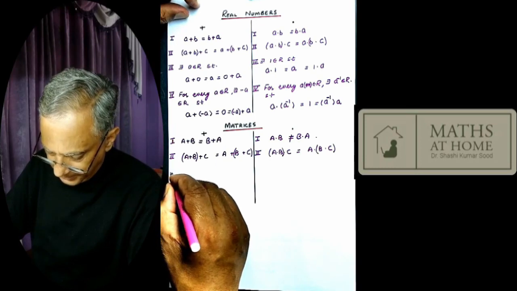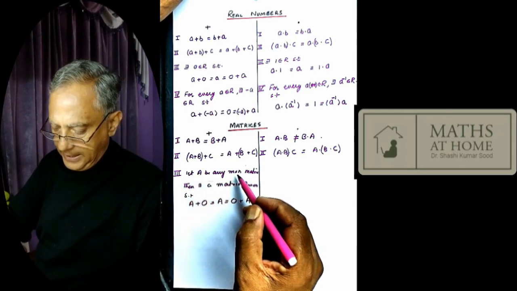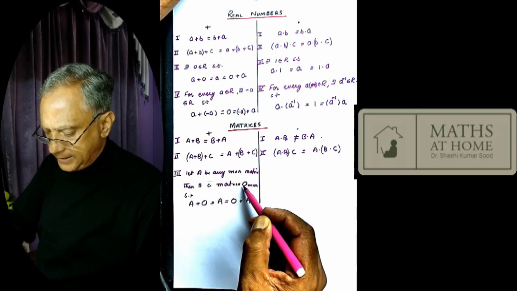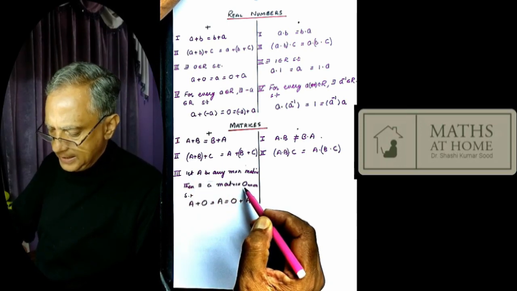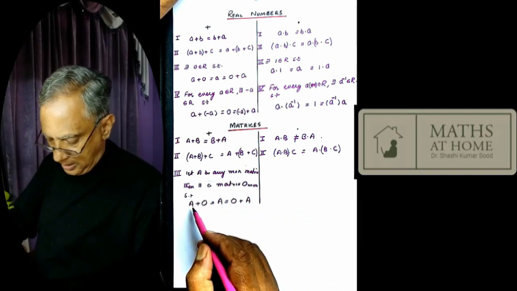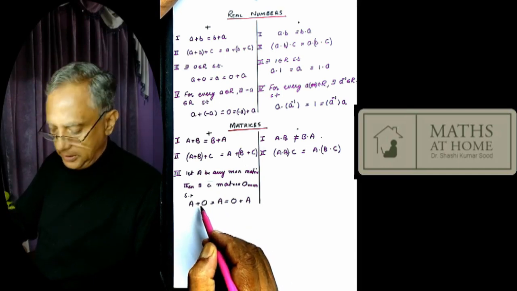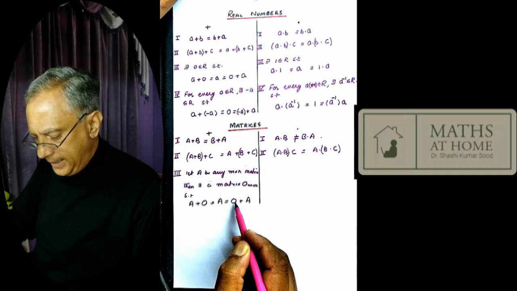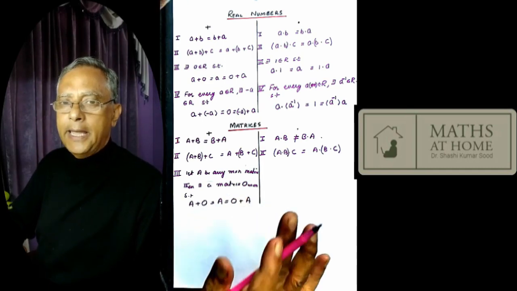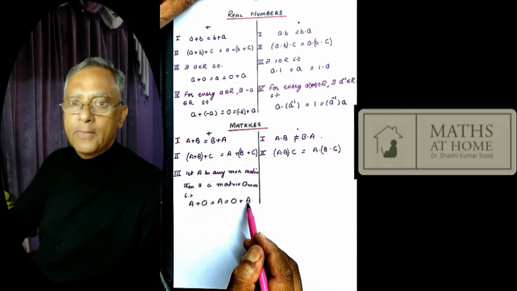And third property is existence of identity. Let A be any M cross N matrix, then there exists a matrix of the same order as A, that is M cross N, such that 0 when added to A leaves it unchanged. If it is added from right or to left, the result remains unchanged. That is, A remains A. A plus 0 is A is equal to 0 plus A.